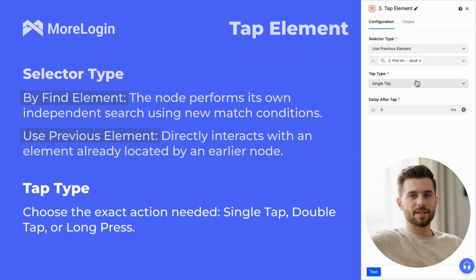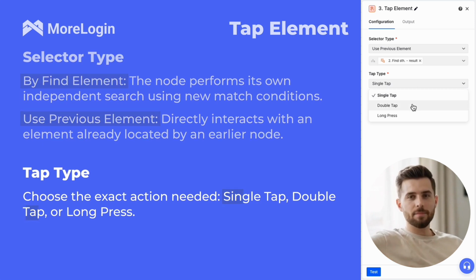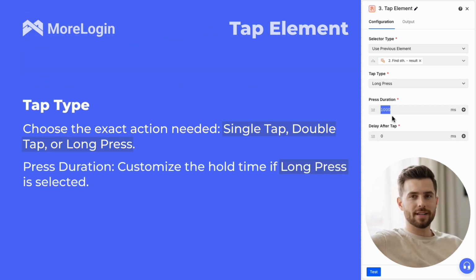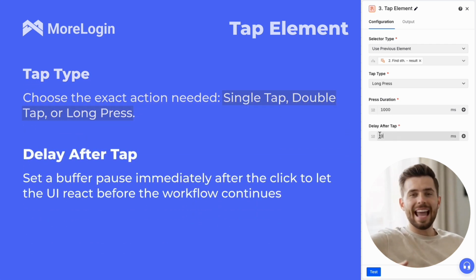Then you choose the tap type. That can be single tap, double tap, or long press. If you use long press, you can also define the press duration. Finally, delay after tap controls whether the workflow should pause after the click before continuing.